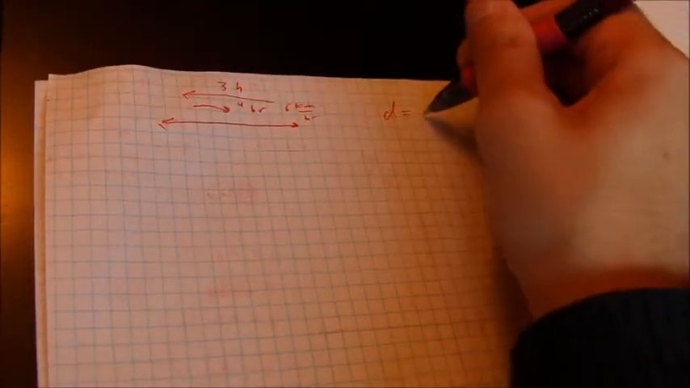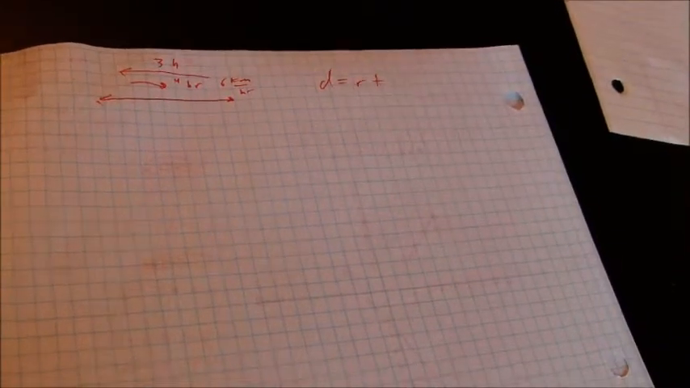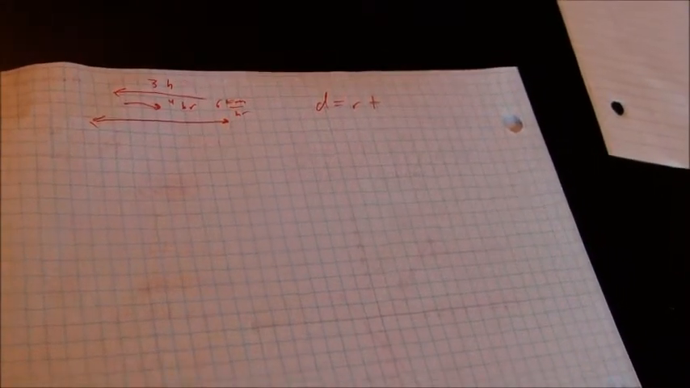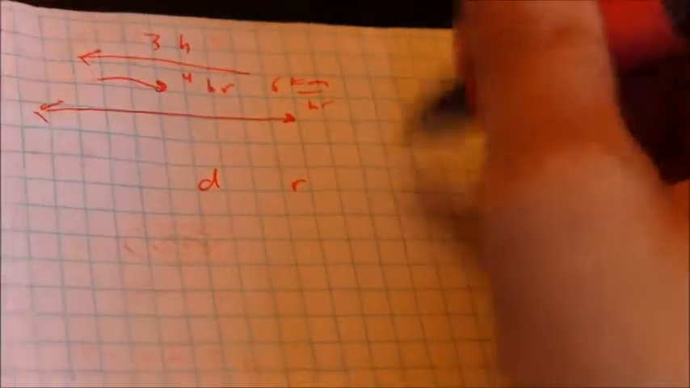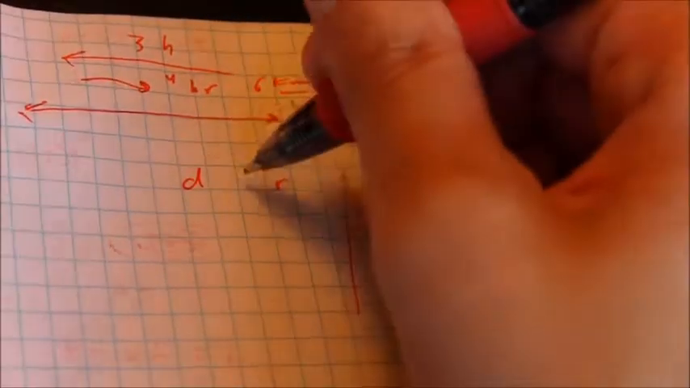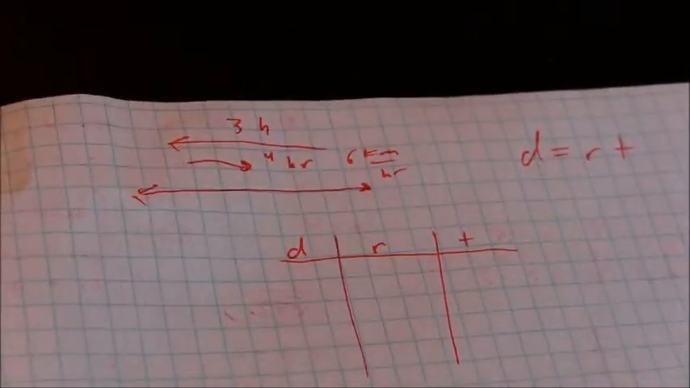One of the things I suggest is using the equation distance equals rate times time to do these problems. Specifically, the organizational tool that I suggest is making a little chart. I make a distance, rate, time chart. Certainly there are other ways to do these problems, but I think this will make this pretty simple.